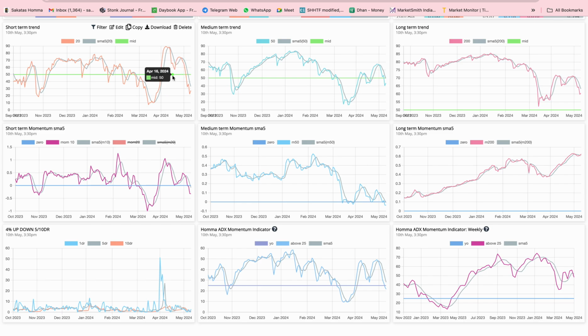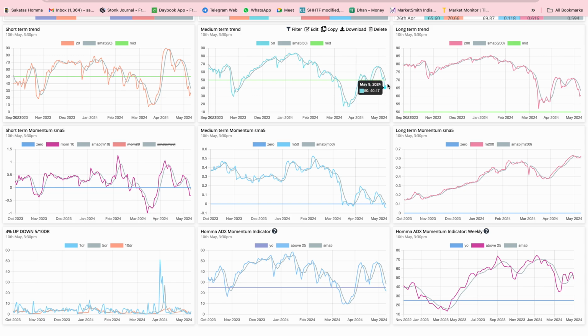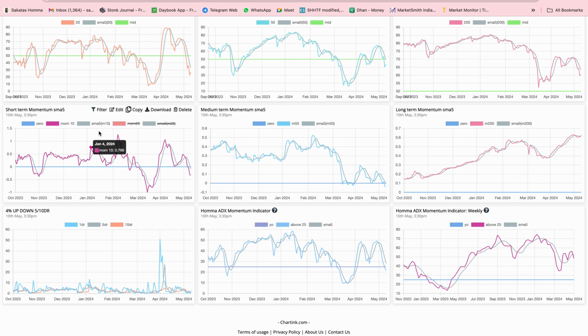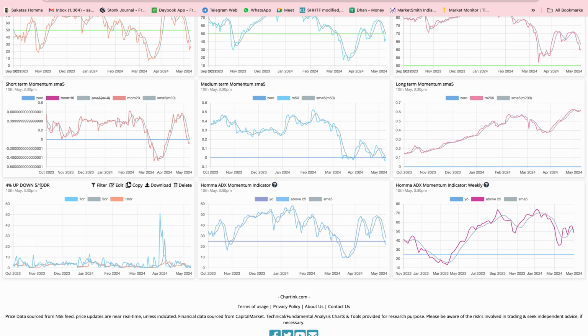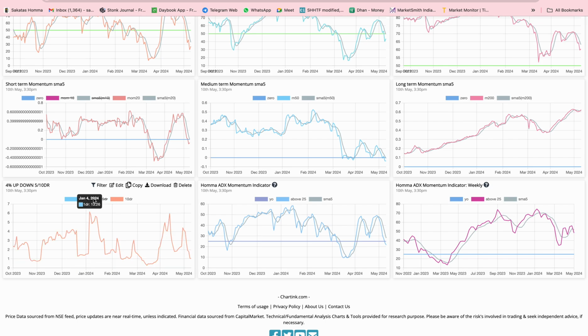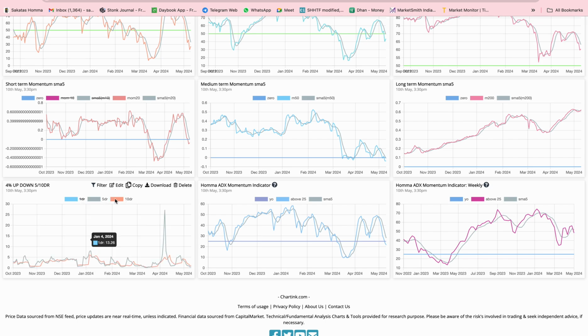If anything is below the 50 level, trend-wise it is not so great, so on the medium term also we wait for it to at least cross the MA. The black one is the 5-day MA, and we are below the MA. Short term momentum is below the MA. Look at the 20-day also, the 20-day is also below the MA. The 4% up-down ratio is also hovering around the lows.